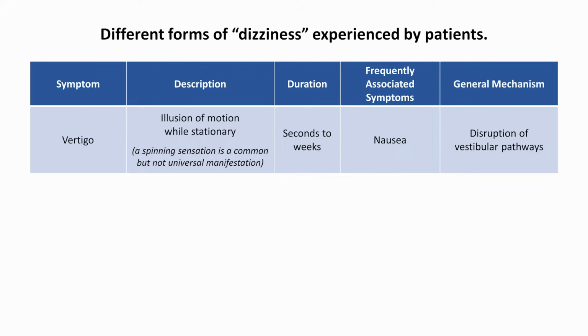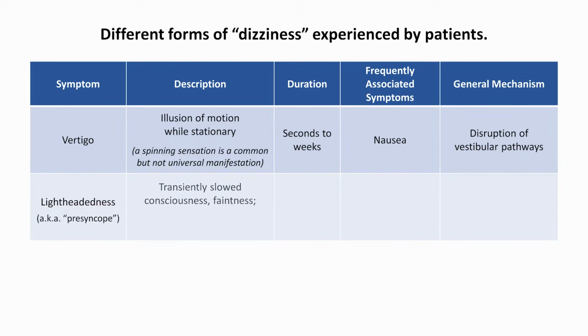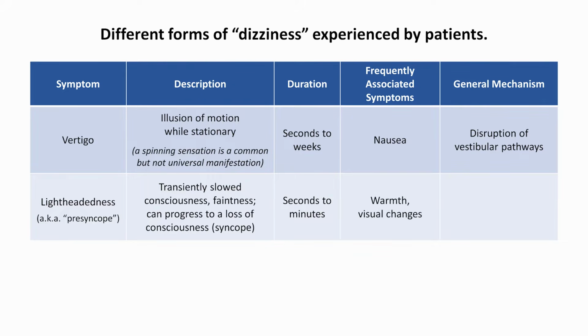The next symptom that is frequently referred to by patients as dizziness is lightheadedness, also known as presyncope. This is the sensation of transiently slowed consciousness or feeling faint. It can progress to a brief loss of consciousness, known as syncope. When lightheadedness occurs, it is almost always brief, lasting seconds to no more than a few minutes. It can be associated with a feeling of warmth throughout the entire body, and visual changes such as blurring or graying out of the vision in both eyes. The general mechanism of lightheadedness is a transient reduction of cerebral perfusion.